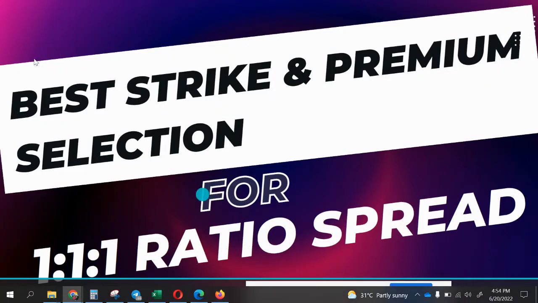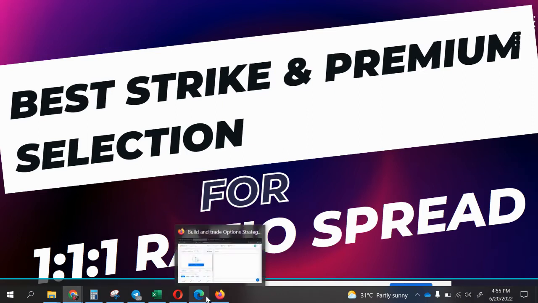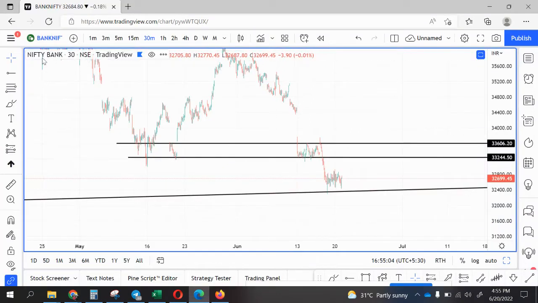So today we will be discussing the best strike and the premium selection for a 1:1:1 ratio spread, by taking the help of the chart, and also, if required, we'll take the help of open interest. Alright, let me take you to the chart. This is the Bank Nifty chart.